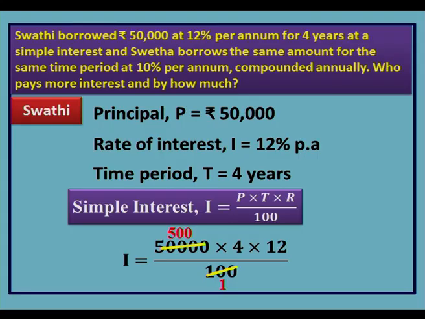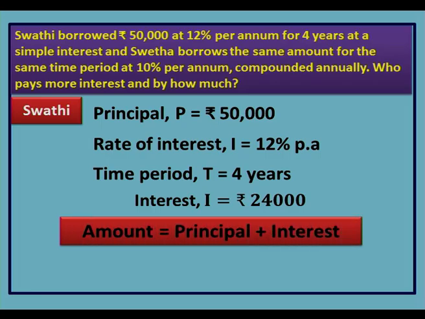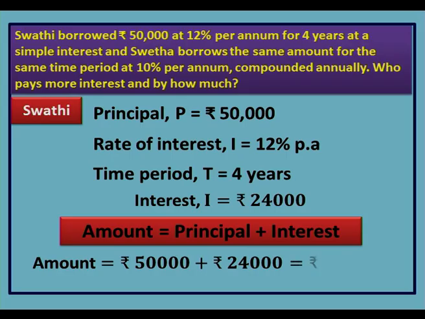Now, what is left, children? Yes, we are left with 500 into 4 into 12. On multiplying these 3, we get 24,000. This is the interest Swati has to pay. Now, children, what is the formula to find the amount? Yes, amount is equal to principal plus interest. Now, substituting the values, that is 50,000 plus 24,000, what do you get, children? Yes, we get 74,000 rupees. This is the amount Swati has to pay at the end of 4 years.